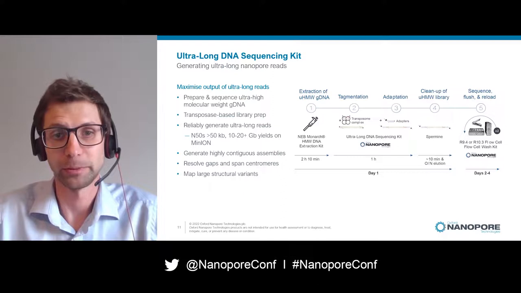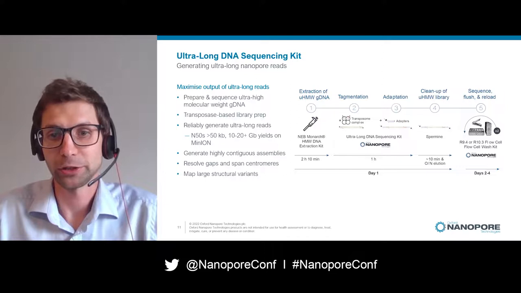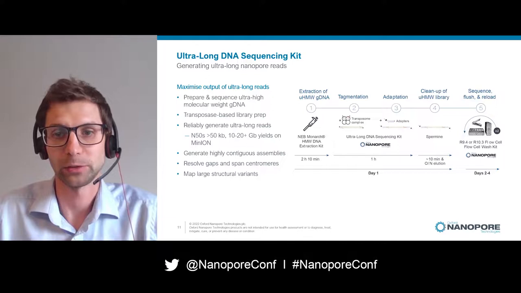So the whole protocol overview is presented here in the slide, where you start with the extraction of your ultra high molecular weight genomic DNA. And for this, we actually recommend an NEB Monarch kit. Then you put it through a rapid chemistry workflow, the standard tagmentation and adaptation to generate ultra long reads. We recommend loading such libraries 3 times per flow cell to enable optimal output, and we recommend washing the flow cell 3 times between each reload with the flow cell wash kit to maximize the sequencing outputs.